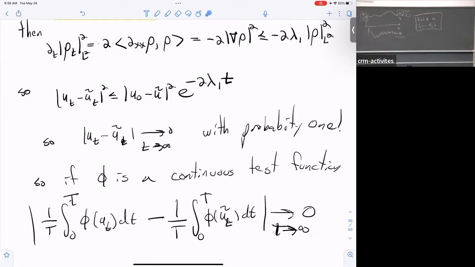And then I have that this time average difference goes to zero as t goes to infinity, right? So now I've proven that there's a unique invariant measure for this system, no matter what the noise looks like. Because what I've used is dynamic properties, right? I've made dynamic smoothing, not probabilistic smoothing.